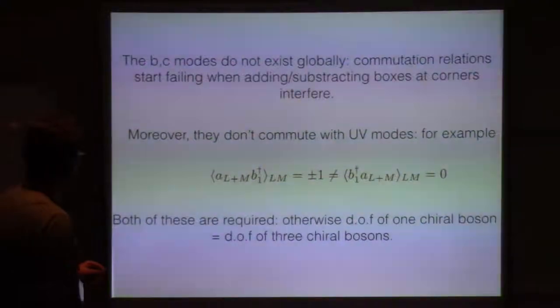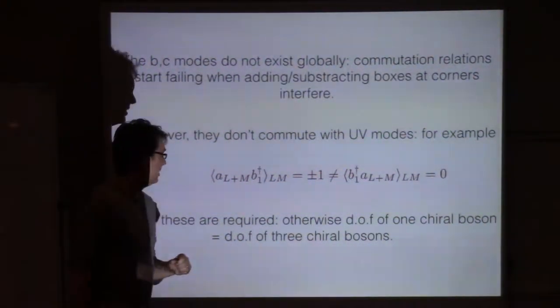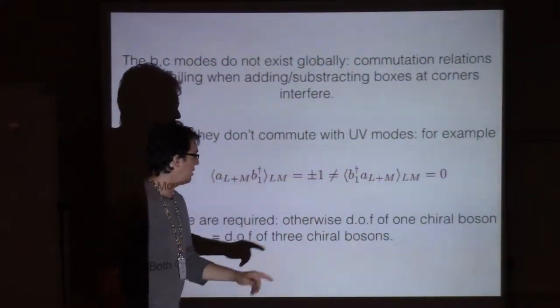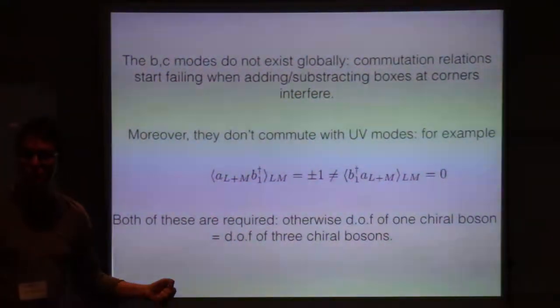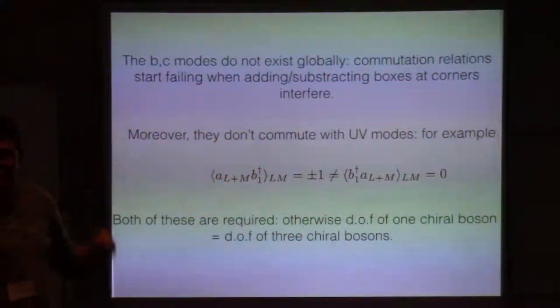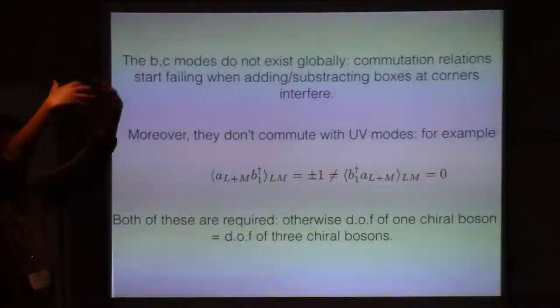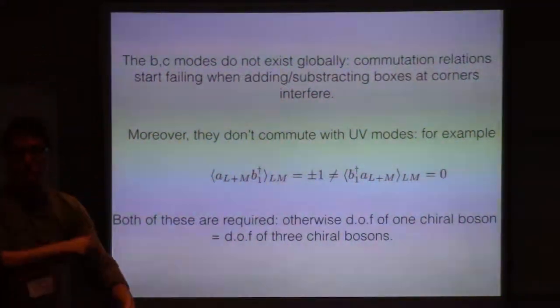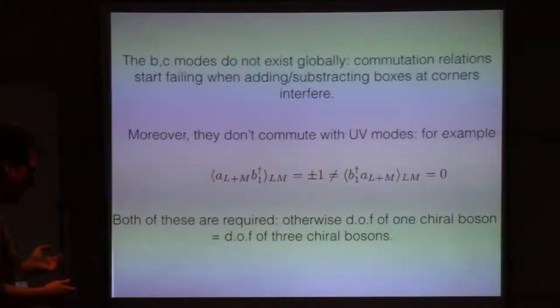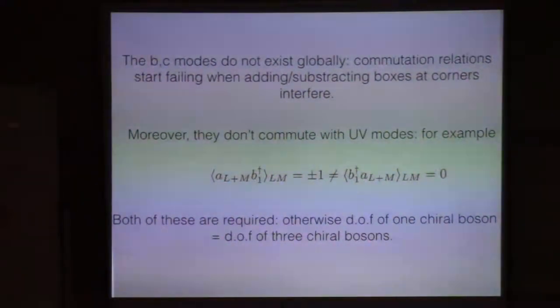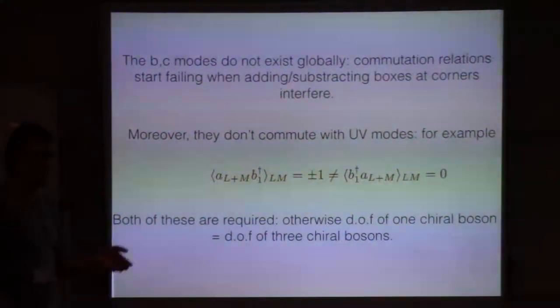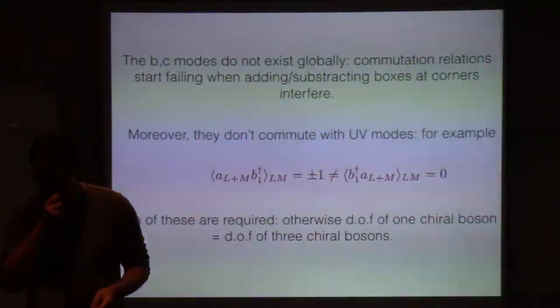So both of these things are required, because otherwise the degrees of freedom of one cardinal boson will be exactly identical to the degrees of freedom of three cardinal bosons, right? One for each one of the edges, and it will be equal to the degrees of freedom of five cardinal bosons if I put stripe geometries with more stripes. And then that would seem like a multiplication of the Fishers or a Hilbert hotel. So if you have a Hilbert hotel, basically you can keep on adding things, and it would tell you that there's some sense in which, you know, one is equal to infinity.